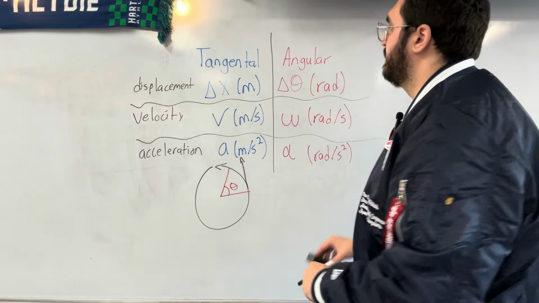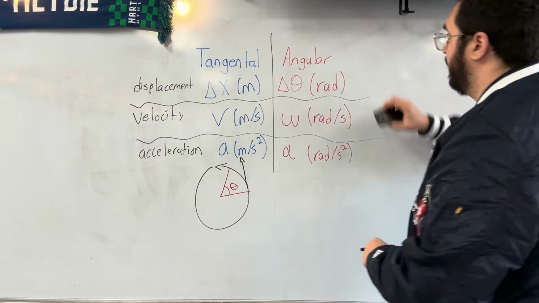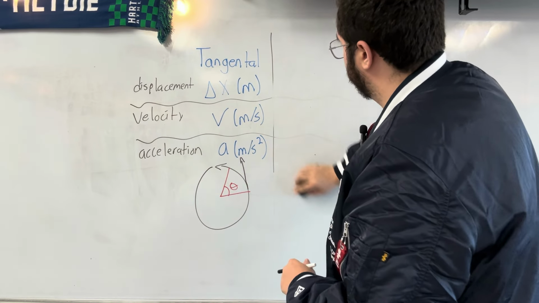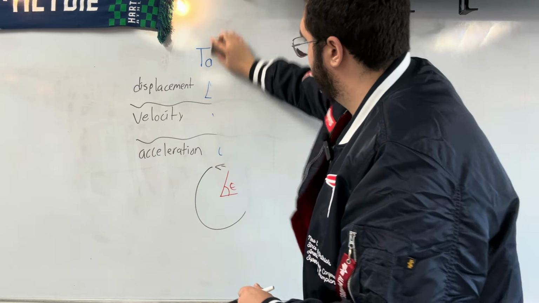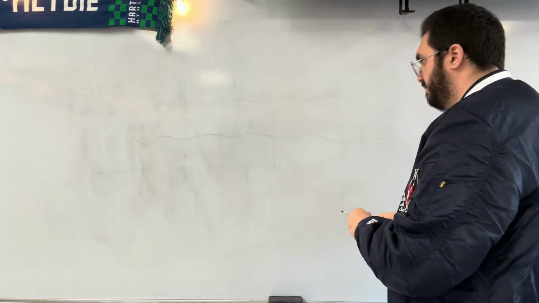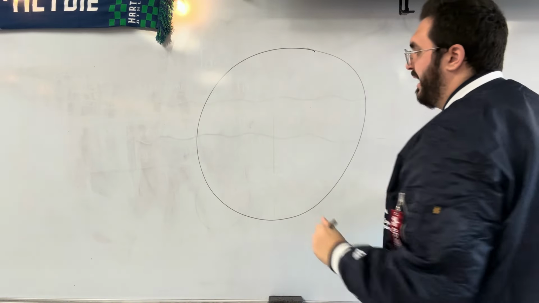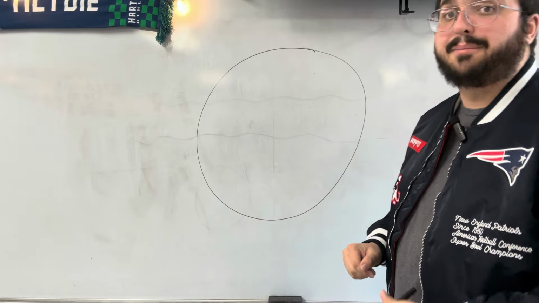So let's erase this table, okay? Hopefully you have this written down by now. But erasing this, let's say we have a circle. Like that. Okay? Well, at least that's my best attempt at one.